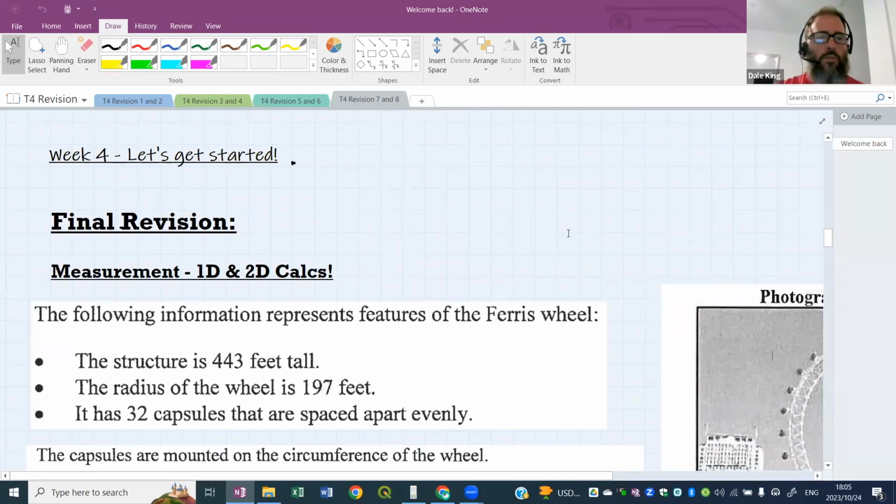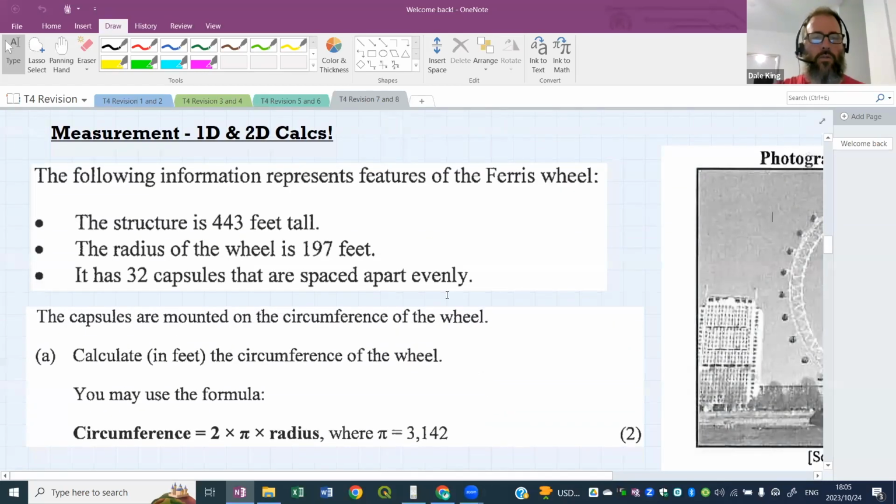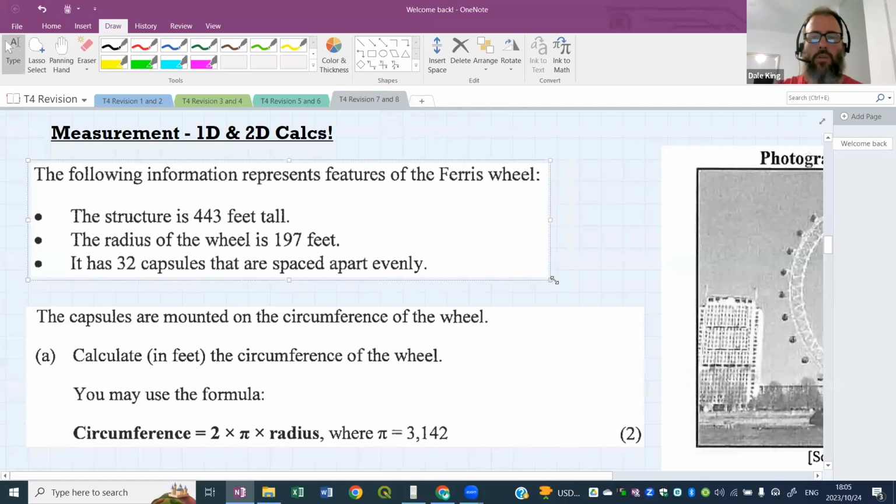It's week 4. It's measurement, and we're looking at 1-dimension and 2-dimension questions. And here is the first one. I just want to size it correctly. All right, I'm going to show you the image on the right as well.